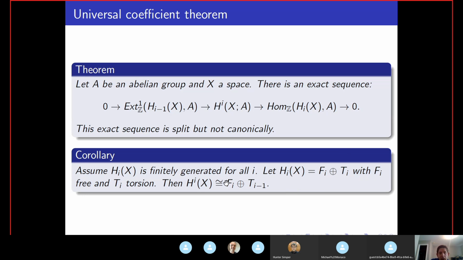So this concretely says, in the case of integral homology and cohomology, when everything's finitely generated, there's a simple formula for going between the cohomology and the homology. Any questions?